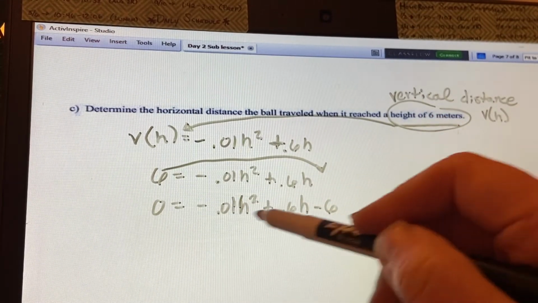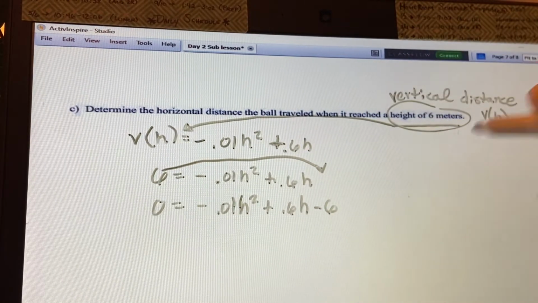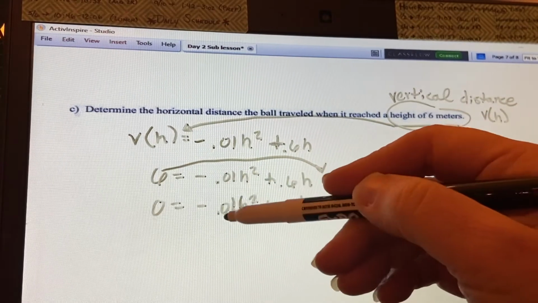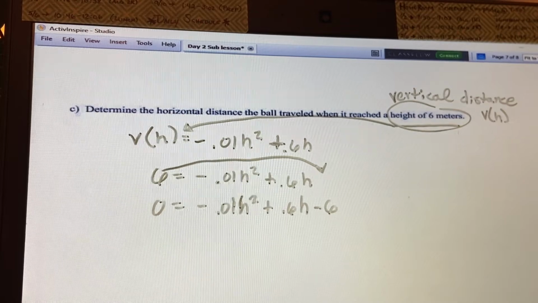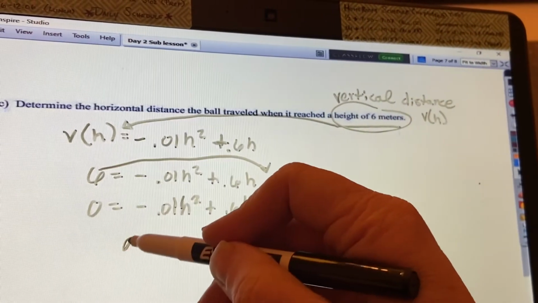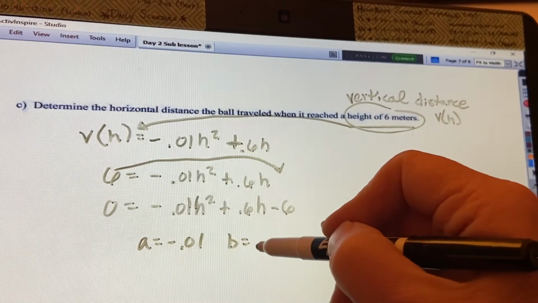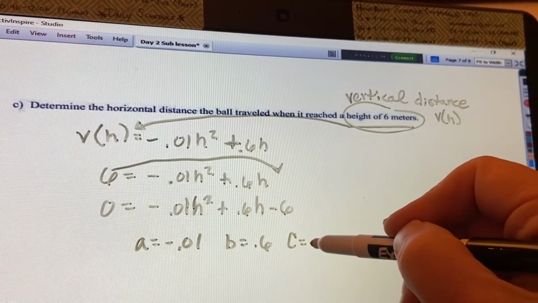Now, we do not want to try to factor this. Decimals factoring, no thank you. We don't want to use completing the square because our a value is not a positive 1. So the quadratic formula is what we're stuck with. Thank goodness, it's so amazing. Our a value here is negative 0.01. Our b value is 0.6 again. This time our c value, however, is negative 6.